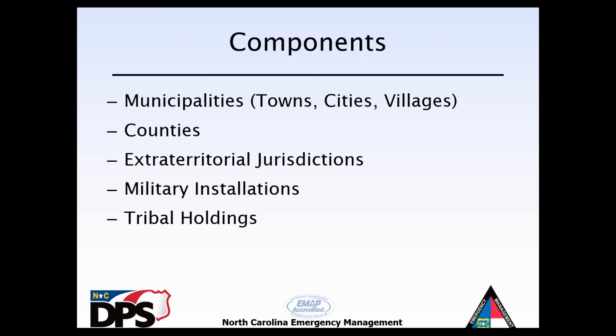The data set contains some basic components. First of all, the municipality boundaries. So that includes towns, cities, villages. I think there are also a couple of townships included in there. Of course, the county boundaries for all 100 counties in North Carolina. The extraterritorial jurisdictions, all of the military installations, and all of the official tribal holdings within the state.